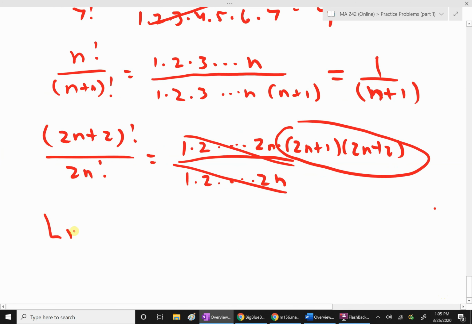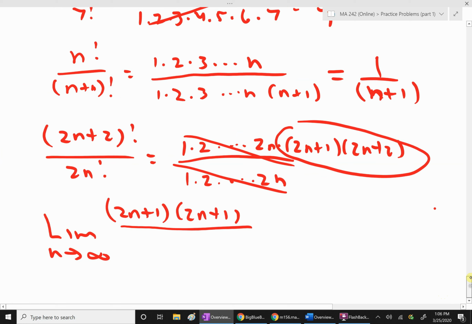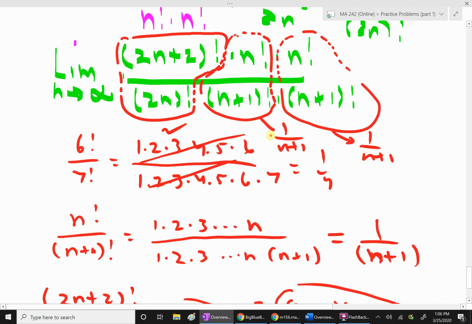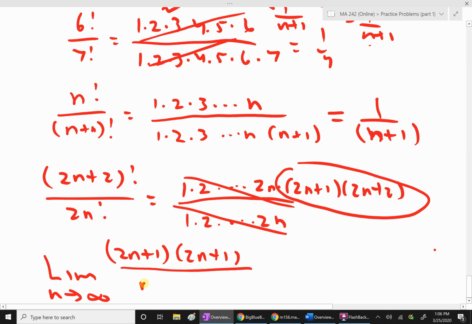I'm going to put these simplifications back in. So I'm looking at the limit as n goes to infinity. Well, I'm going to have a ratio still. The first term in that product gave me 2n plus 1 times 2n plus 2. That was our first guy right here. This guy is going to be 1 over n plus 1. The second factor is going to be 1 over n plus 1. Now the question is, what does this converge to?